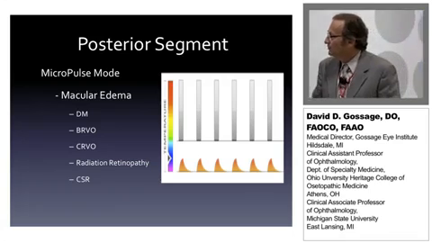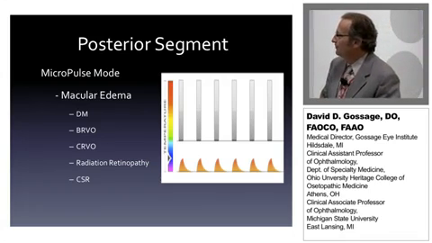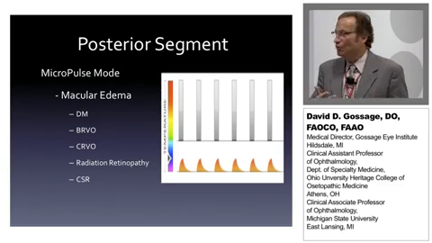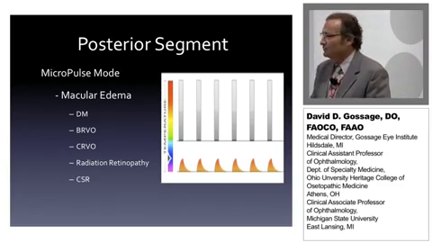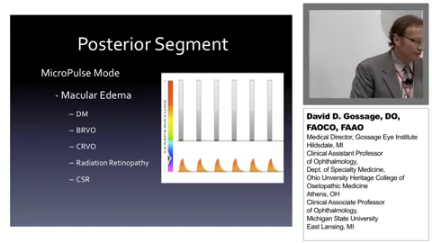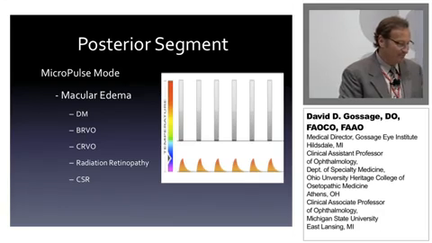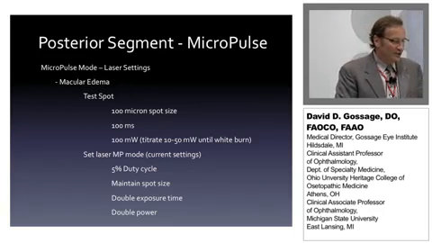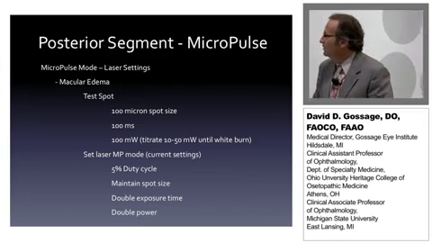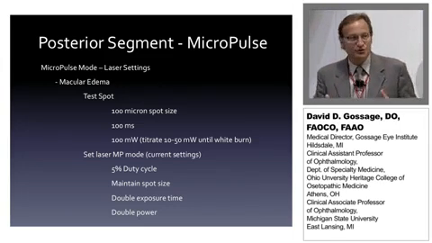So in the posterior segment, we're talking about MicroPulse mode for macular edema, and you can use it for a wide variety of things, from diabetes to branch retinal vein occlusions, central retinal vein occlusions, radiation retinopathy, and also central serous retinopathy.